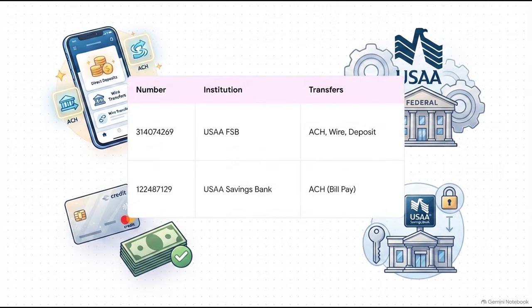So the crucial point here is that while USAA heavily relies on one primary number, there is a very slight variation depending on the specific subsidiary. 3140-74269 is your main workhorse for the USAA Federal Savings Bank that handles your direct deposits, ACH, and wires. However, you might occasionally see the number 122487129 pop up. That one is specific to the USAA Savings Bank entity, which is often used for certain credit card payments or bill pay structures. Basically, stick to the main number for your checking account, but don't freak out if the system autofills that second one for an internal USAA bill.